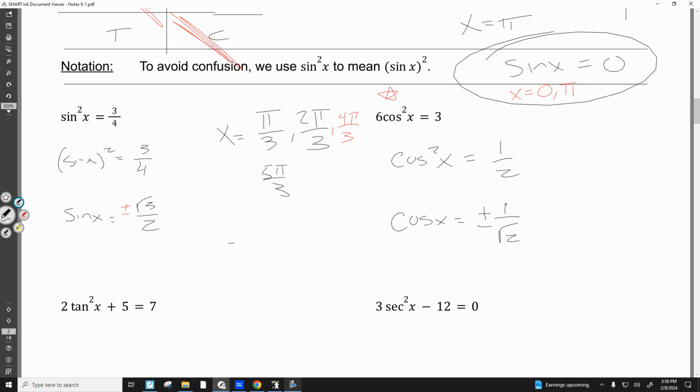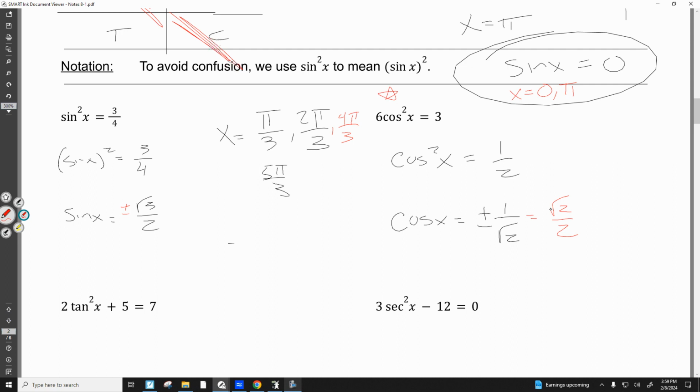Yeah. We got it? Cool. It's root 2 over 2. And then I realized I need the pi over 4s. Not just 2 of them, I need all of them.